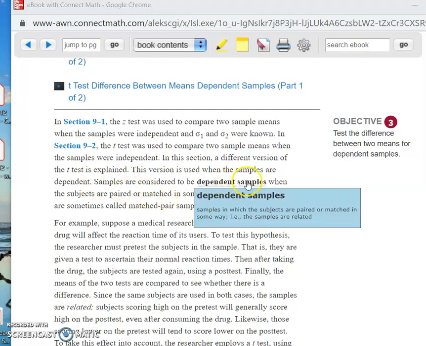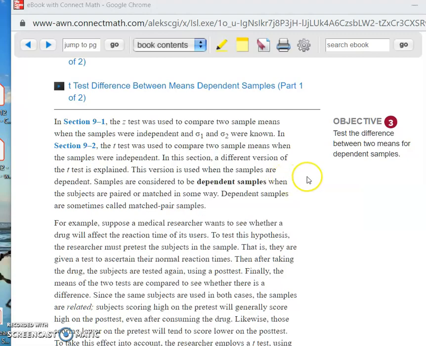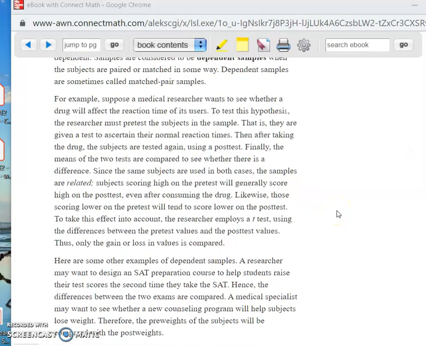And we say they're dependent if they are paired or matched in some way. They're related in some way. So sometimes you'll see in the literature or in software or whatever, they'll talk about matched pair samples. Okay, so let's take an example here.